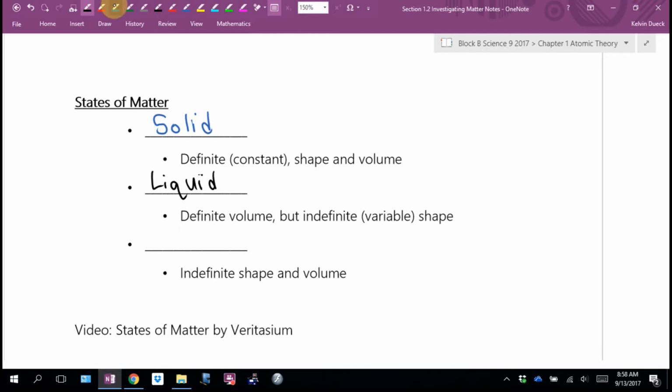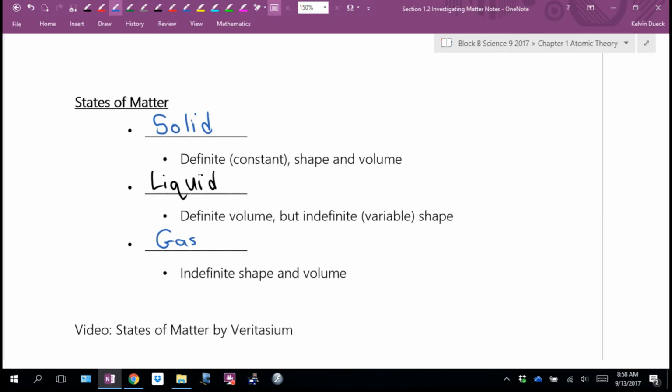What's the next one? Gas. And gas has both an indefinite shape and an indefinite volume. By the way, those 3 there would make kind of a nice multiple choice sort of question. You can think about how I might phrase that.